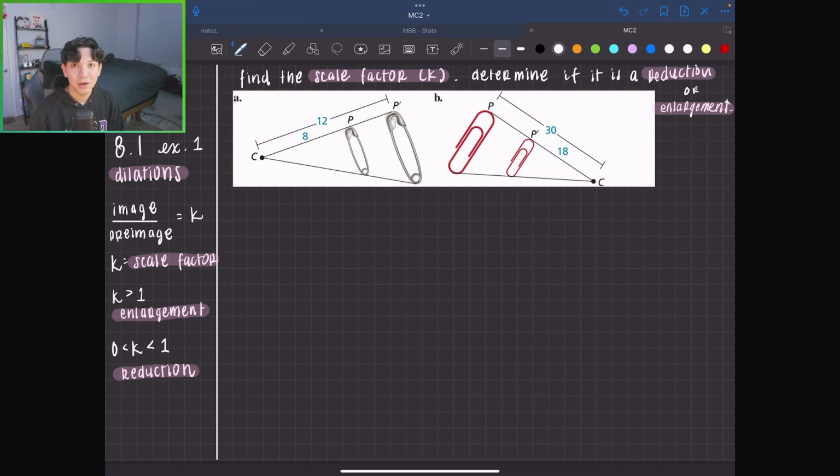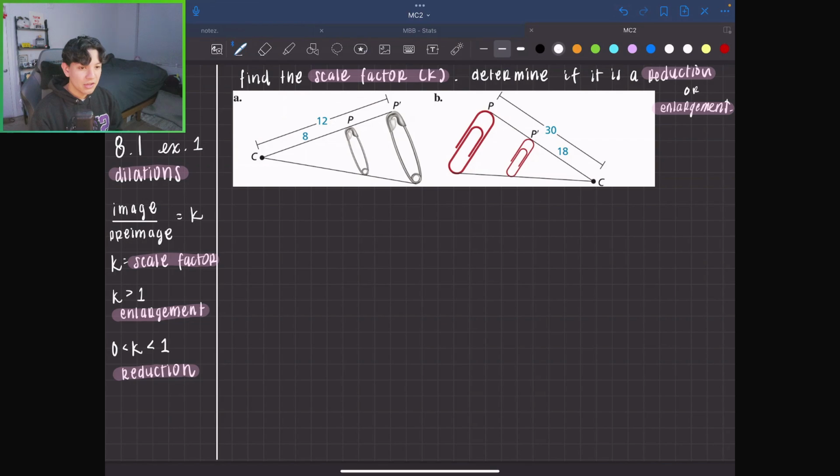Today we're going to be going over our new chapter, chapter 8, which is about similarity. To kick off the chapter, we're going to talk about dilations. Dilation is the fourth transformation aside from translations, reflections, and rotations. Whenever you think of dilation, I want you to think about when you enlarge an object or you reduce an object in size.